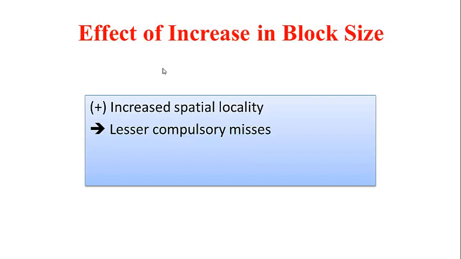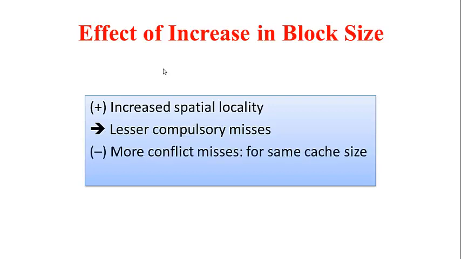Of course, increasing the block size is not going to be good from all perspectives. What do you think is going to be the bad effect of increasing block size? What kind of miss is going to increase? Well, for a given cache size, with increase in block size, we have lesser number of blocks, so the conflict misses are going to increase. Irrespective of the set size, the number of blocks within a set is going to decrease, which means that we are going to have more number of conflict misses.